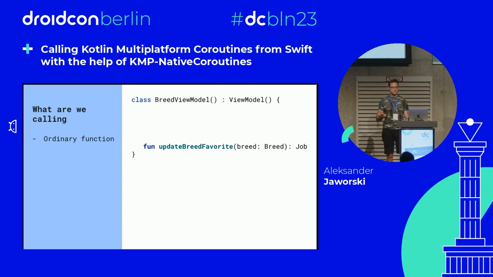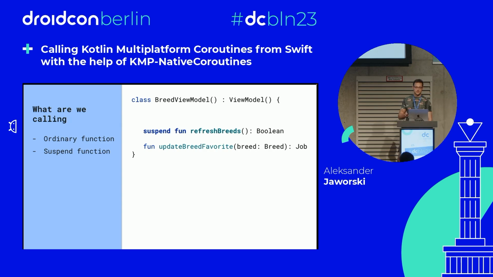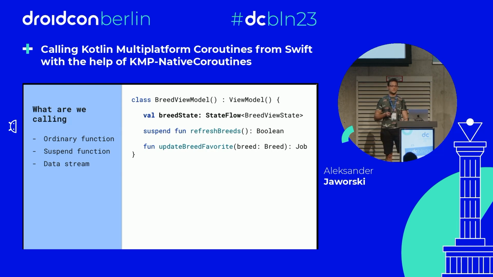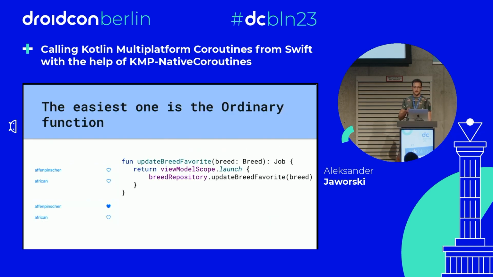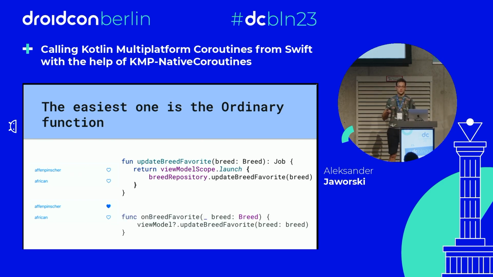So what we'll be calling? First, a normal function, which just returns a job. Second would be the suspending function, which actually returns a value. And third one will be a data stream in the form of a state flow. You could notice that the view model uses a superclass, which has access to a view model scope, and a clear function, which just cancels all children coroutines. So yeah, starting with the ordinary functions will be the easiest one, because it's just a normal function. You just need a scope for it. You call the coroutine, and in Swift, you just call the function.